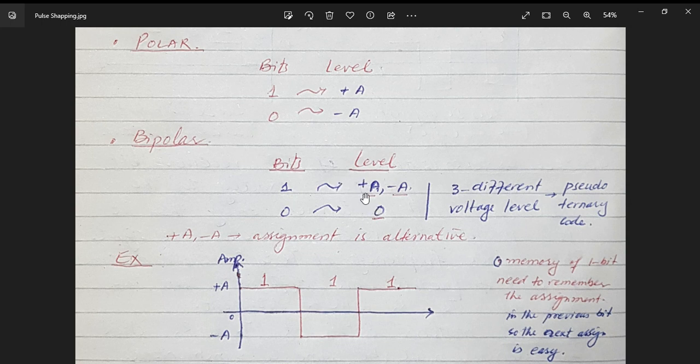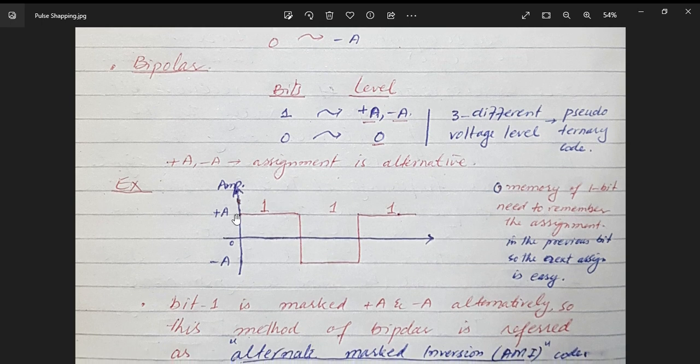So the level assignment is 3, but the data bit levels are only 2. This is also known as three different voltage levels, so you can also give it the name pseudo ternary code. Ternary means three. Pseudo, why? Because the assignment of A and minus A is dependent on the past assignment. If you assign positive A, then you need to assign negative A, and if you assign negative A, then you need to assign positive A, and so on. So the assignment is alternate.